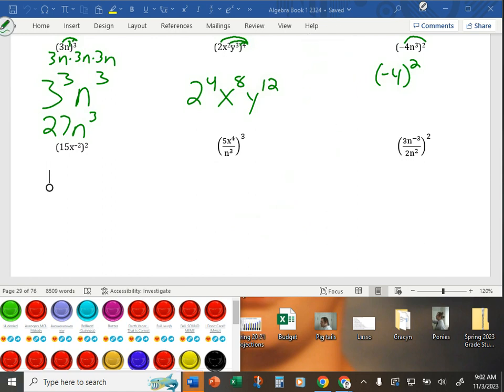Okay? And then how many n's do we have in all? 2 groups of 3, multiply the powers, n to the 6th.